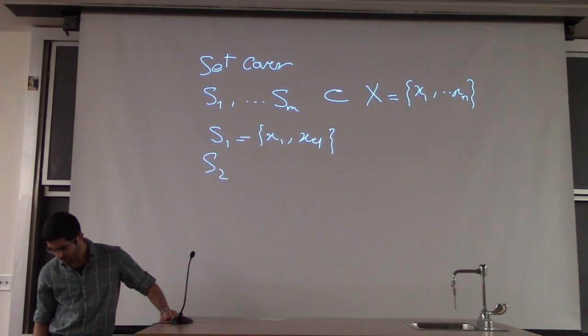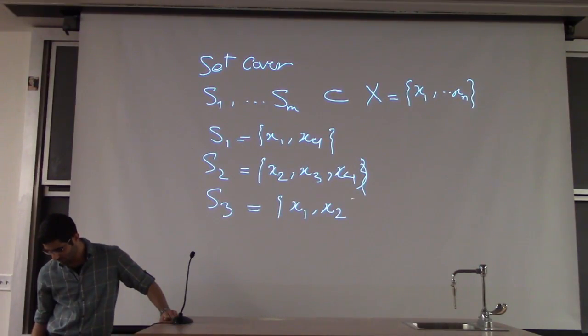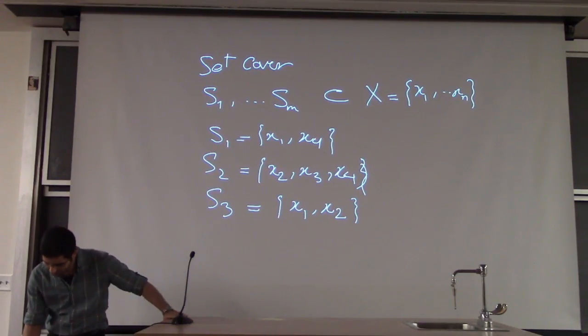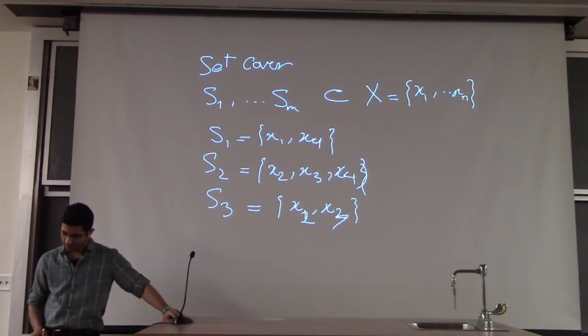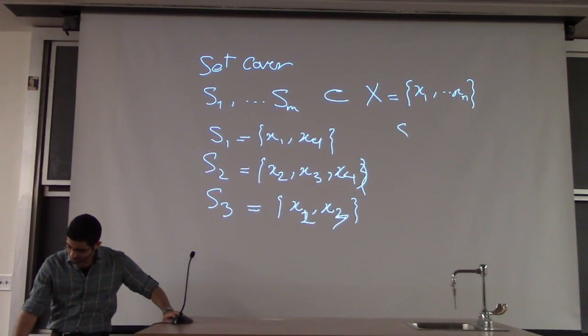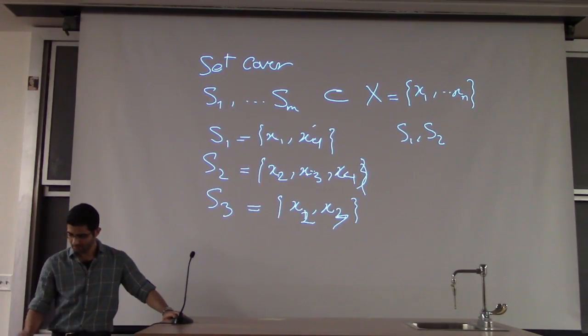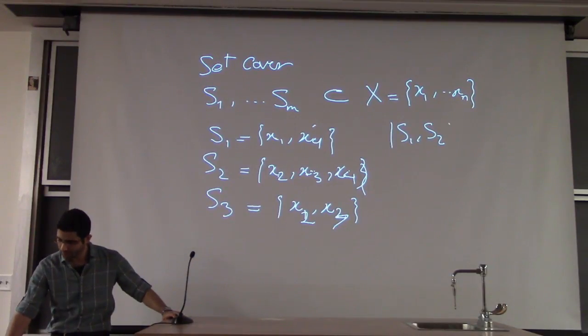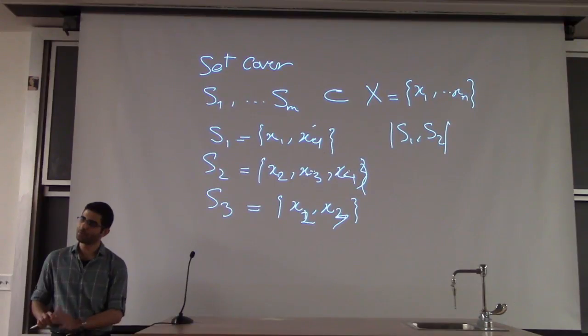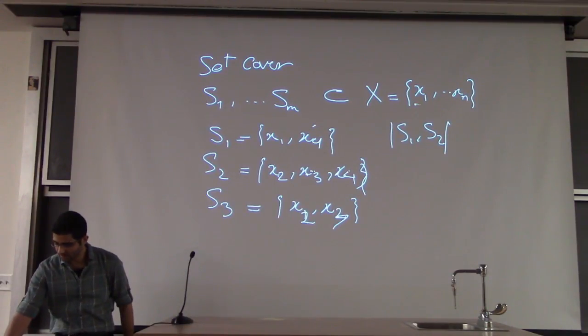So let's say S1 is x1 and x4, S2 is x2 and x3, and S3 is x1 and x2. So S1 and S2 can cover all of the variables. We have x1 here, x2 here, x3 here, and x4 here. So we don't need all 3 of them. We want to find the minimum number of sets that cover all of the variables here.